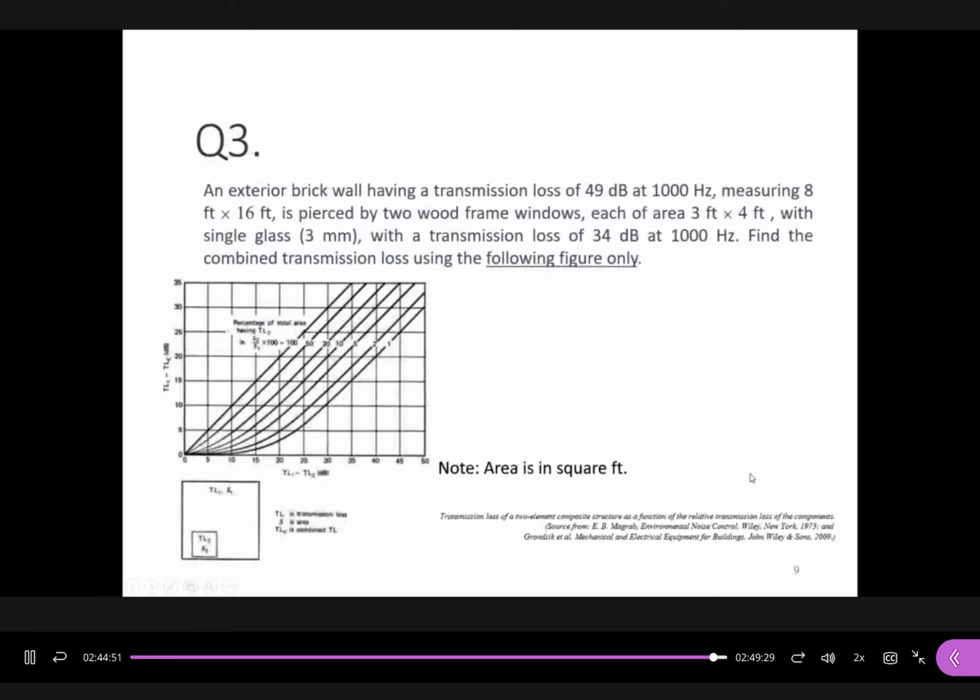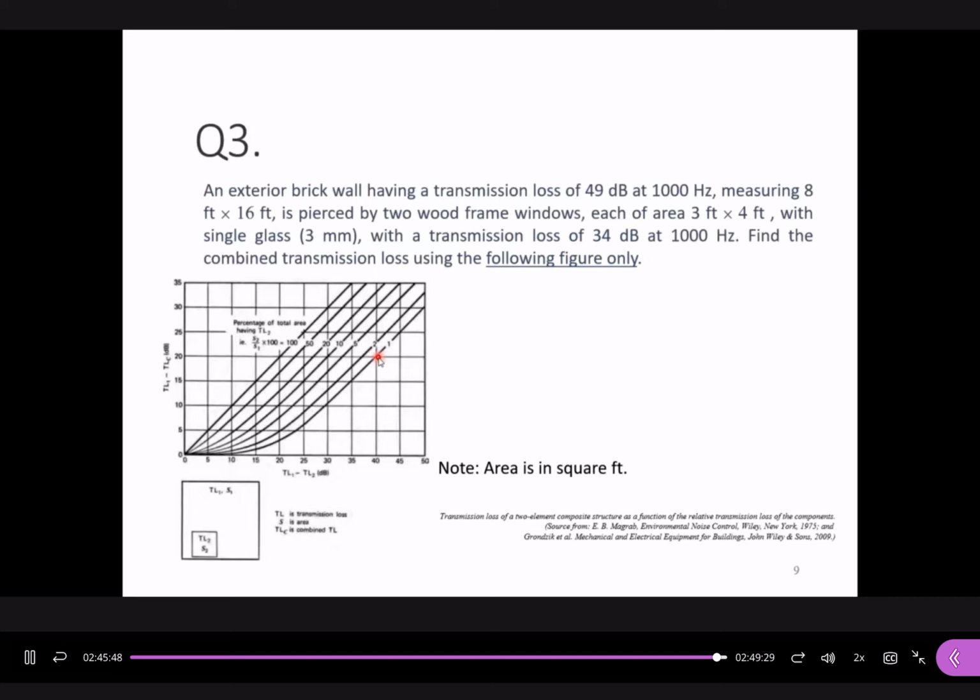Okay, final questions. Now, this is also relevant to transmission loss. But in this case, we do not need to do any calculations because, with reference to these questions, I request you to find the answer from this figure only. Okay, from this figure, we have two components. An exterior wall has a transmission loss of 49 dB at 1 kHz. And now we have two windows on this wall, and each of them is 3 feet times 4 feet with single glass 3 mm with a transmission loss of 34 dB at the same frequency. Okay, we do not need to do any calculations for this one.